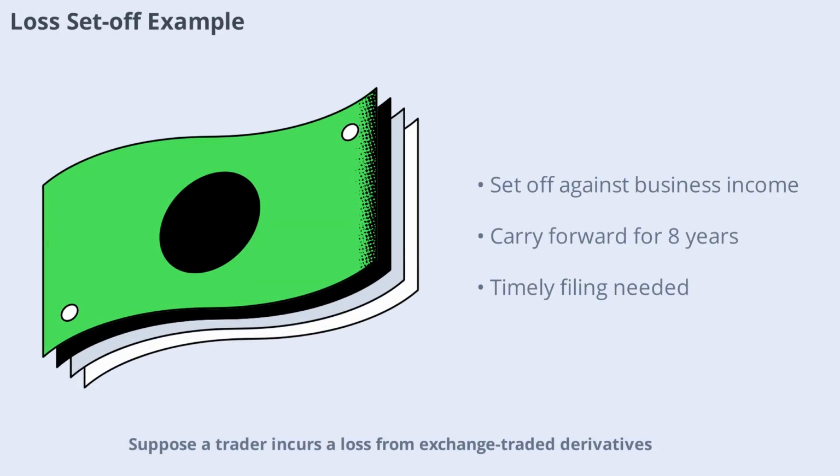Suppose a trader incurs a loss from exchange-traded derivatives. This loss can be set off against other business income, such as profits from trading goods or services, but not against salary income. If the loss is not fully absorbed, it can be carried forward for up to 8 years and set off against future business income, provided the return is filed on time.